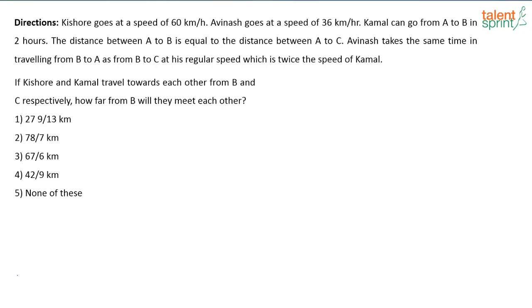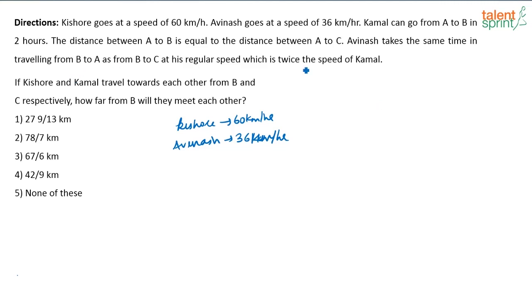So try the next question. Try this question and let me know what answer you get. So how will you solve this? Kishore goes at a speed of 60 kilometers per hour. Avinash goes at a speed of 36 kilometers per hour. So Kishore is 60 kilometers per hour, Avinash is 36 kilometers per hour, and Kamal can go from A to B in 2 hours.